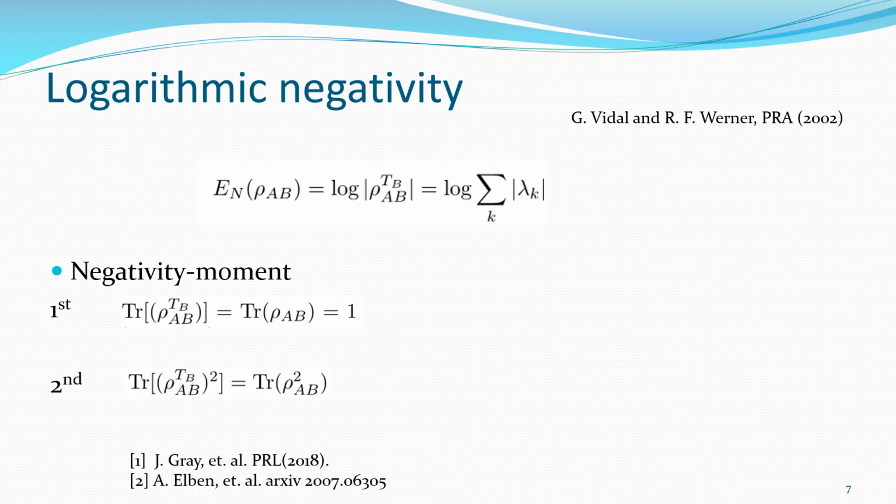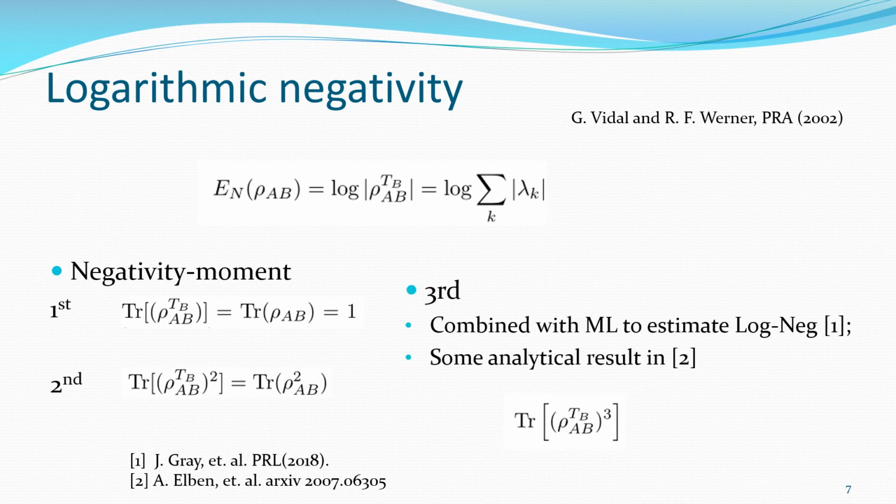The first moment accounts for the normalization. The second moment accounts for the purity. So the third moment is the first non-trivial moment related to the negativity. And there are some numerics and analytical results to study this kind of quantities. It shows that this quantity is also interesting in condensed matter physics to study quantum phases.